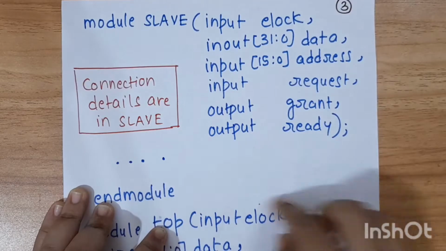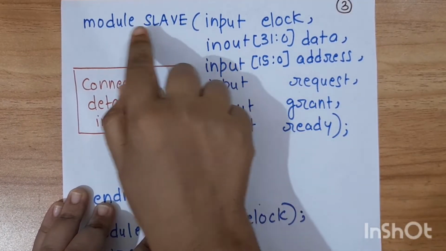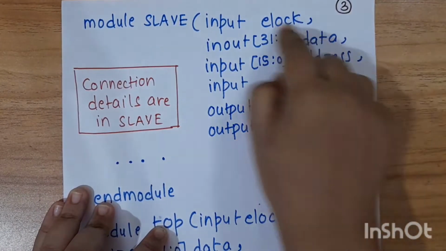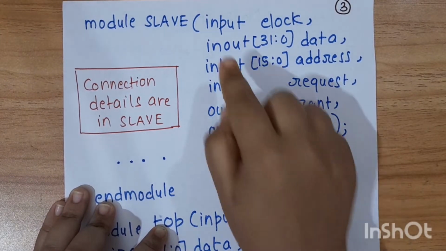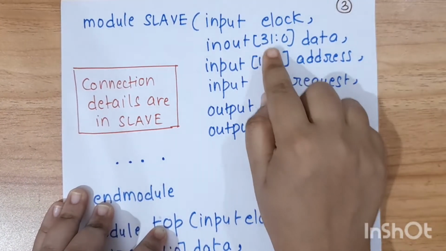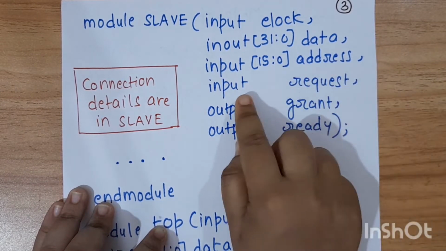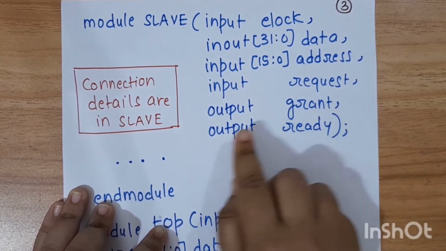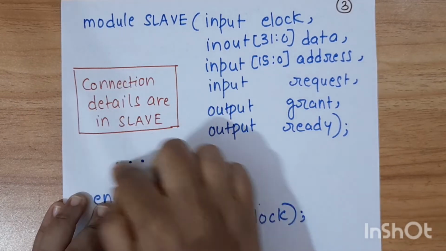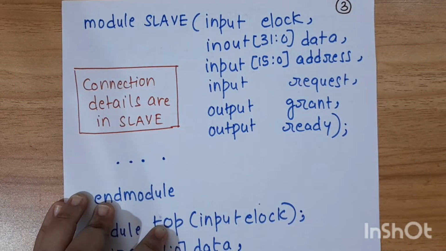Now here is the module slave. For the module slave, here are the ports available in the port list. Input clock, inout [31:0] data, input [15:0] address, input request, output grant, output ready. Here also the connections in the slave have been done in detail. So this is how the signals have been put in master and slave.